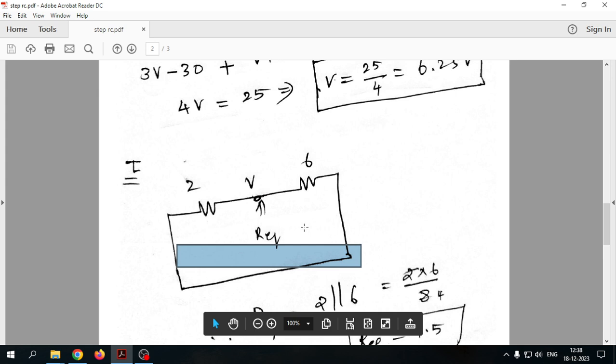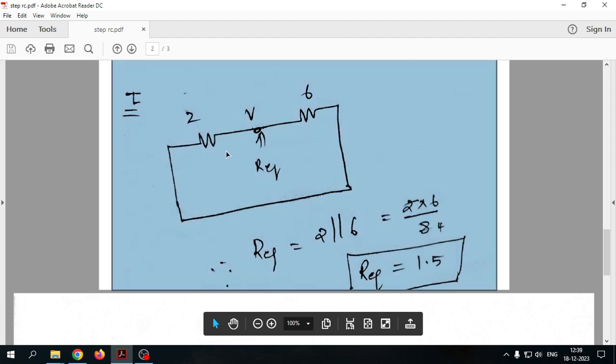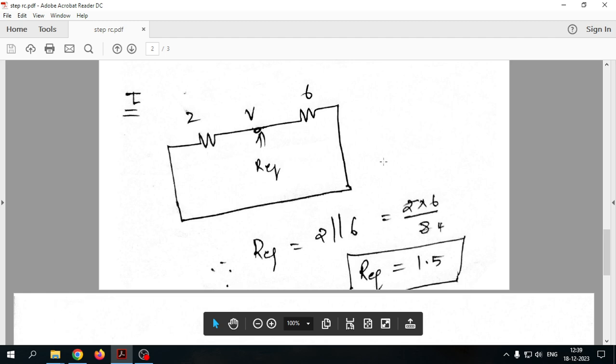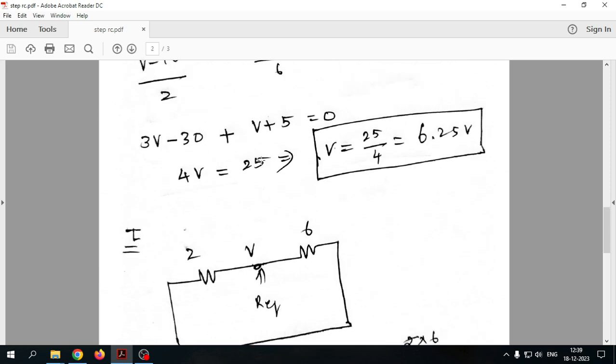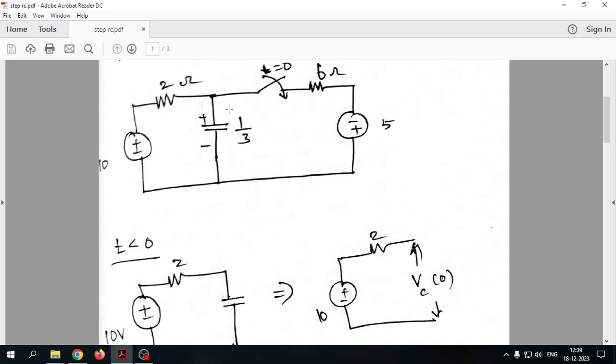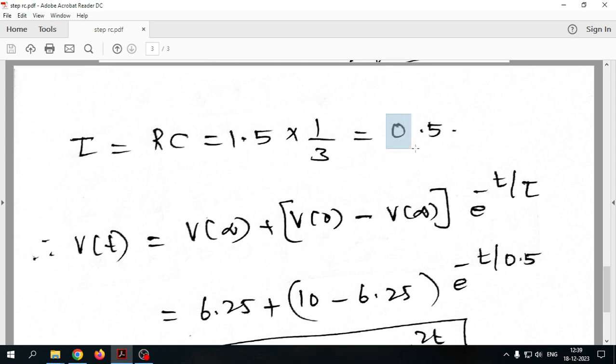So this is a parallel combination. So the parallel combination is 2 into 6 by 8. Finally you will get 1.5 as the equivalent resistance of this particular circuit, and we know what R equivalent is, and we can calculate tau. Tau is equal to R into C, and the R equivalent value is 1.5 and the C value is 1 by 3 from the given problem. So we get 0.5 as the time constant value, tau value.